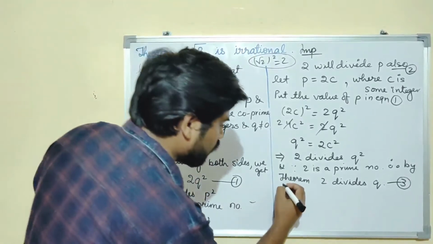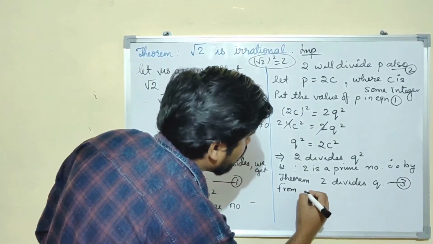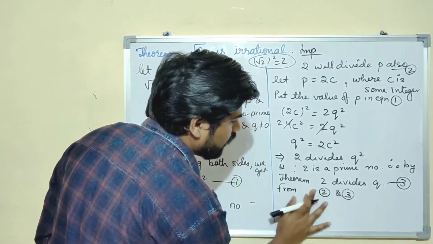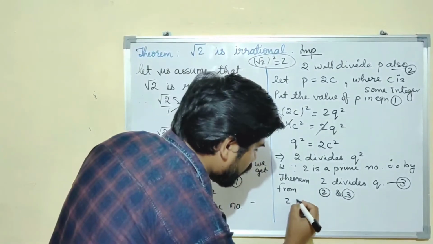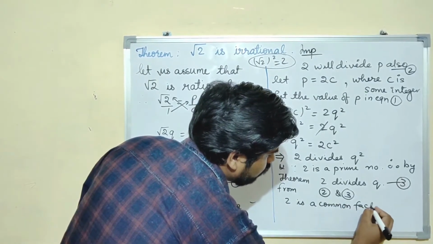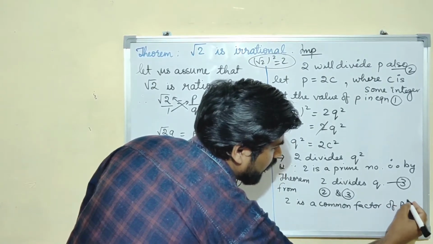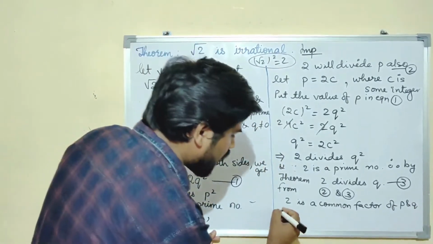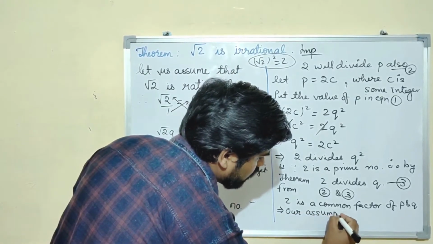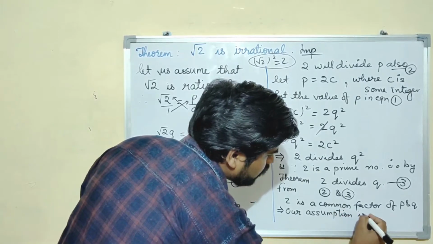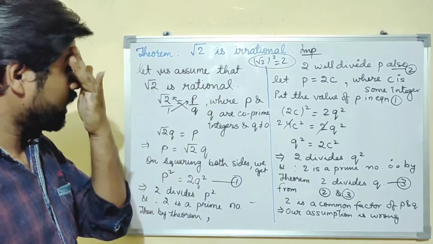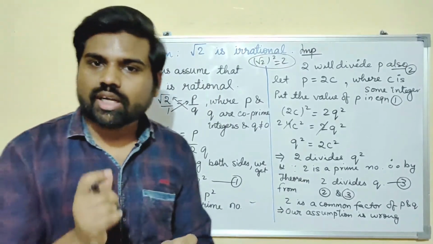From equations 2 and 3, 2 is a common factor of p and q. This implies that our assumption is wrong. If our assumption is wrong, that means the statement is true, root 2 is irrational. I hope you have understood this a bit.